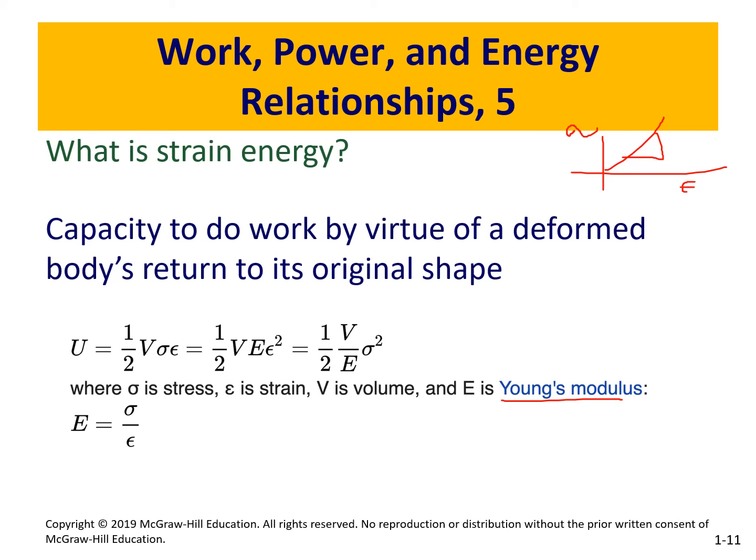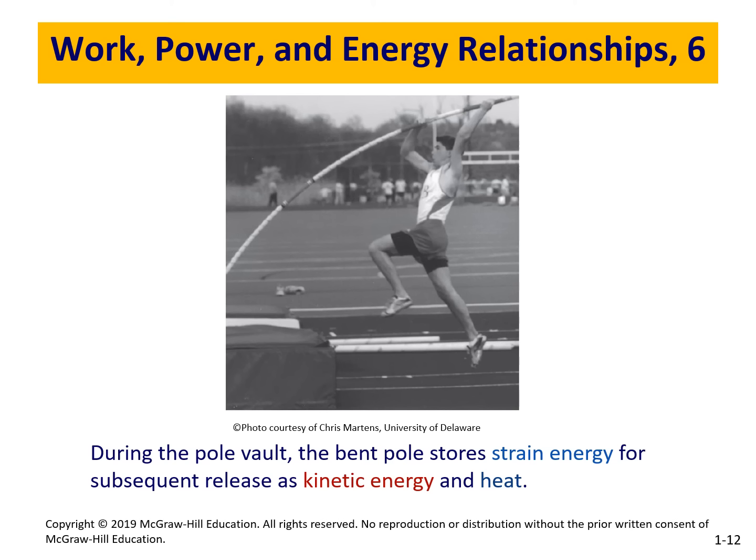If you multiply those, half V divided by E times the stress squared, or E times the strain squared, you get the strain energy. So now we have three types of energies. So far, we have strain energy, kinetic energy, and potential energy. This is the example: during a pole vault, the bent pole stores strain energy for subsequent release as kinetic energy and heat.